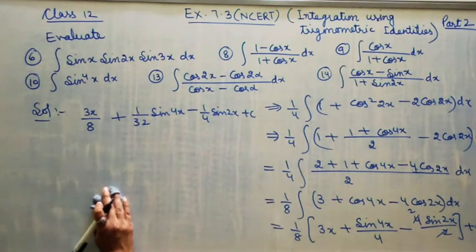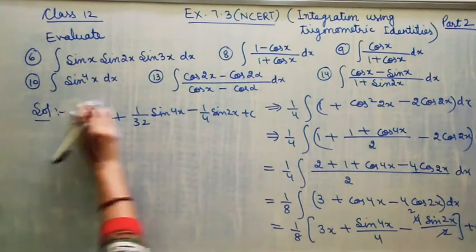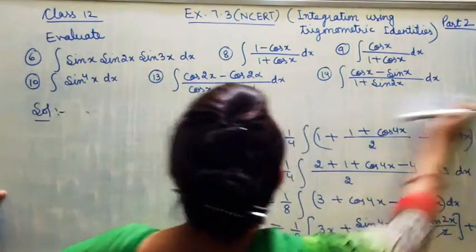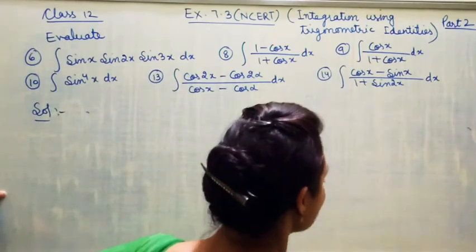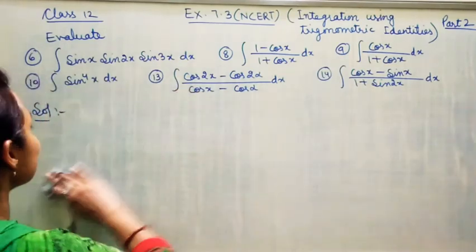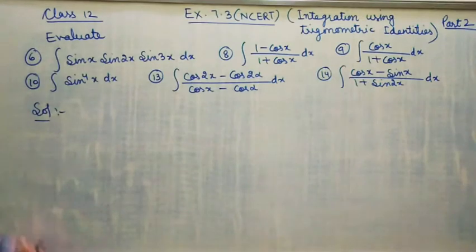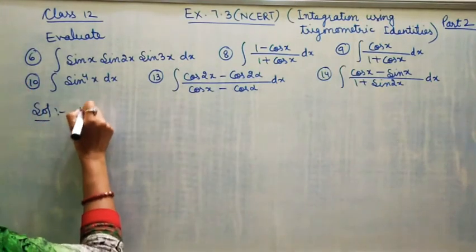Next I will do the next question, that is question number 13. Very simple. There is only one identity which we will use in this question. So how can we solve it? Very simple question. Question number 13.